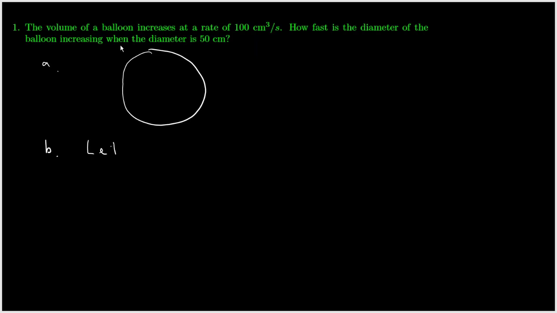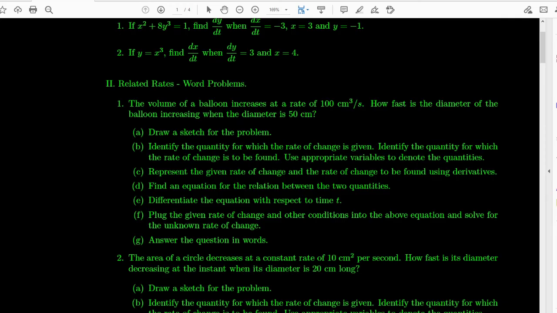Anybody want to suggest a notation for the volume? You know what to use for the volume, right? Now let V be the volume. Actually, instead of B, we introduce the notations for the quantities. I'm going back to this. Identify the quantity for which the rate of change is given. That is the volume. And also identify the quantity for which the rate of change is to be found. That is the diameter.